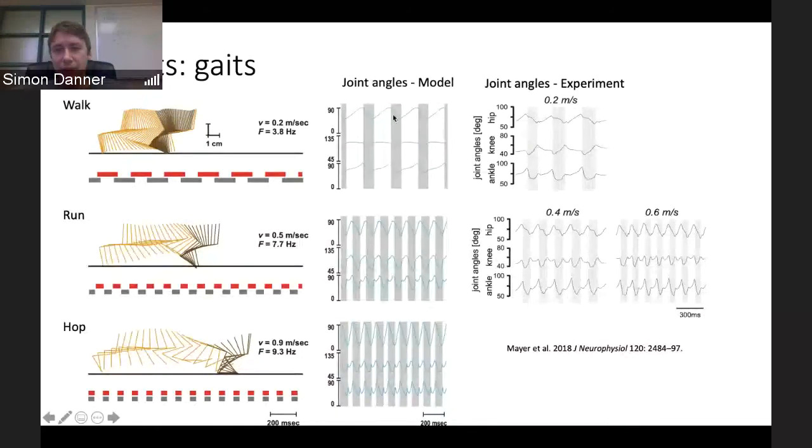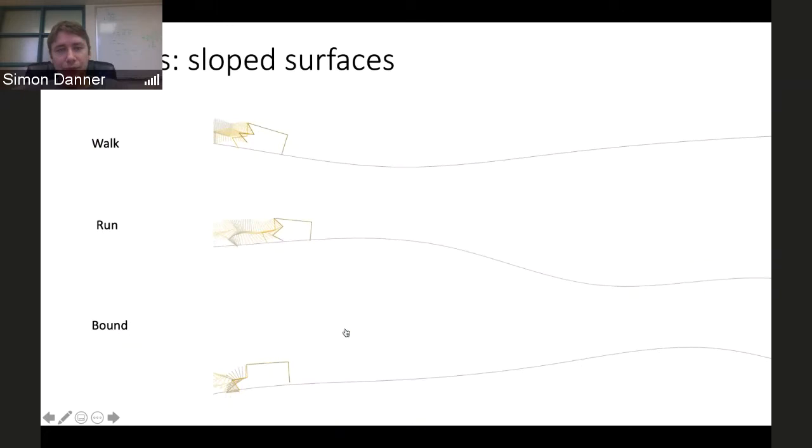And we can see that qualitatively the model reproduces many characteristics of the kinematics, even though there is no complete quantitative match, but I think it's reasonably good. So what else can the model do?